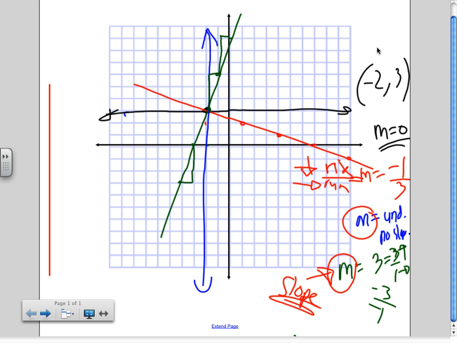Okay. Any question on it? So your homework's pretty simple. It's the same thing, really. I just want to make sure you know how to graph a line this time using a point and a slope. Let me pass this out.